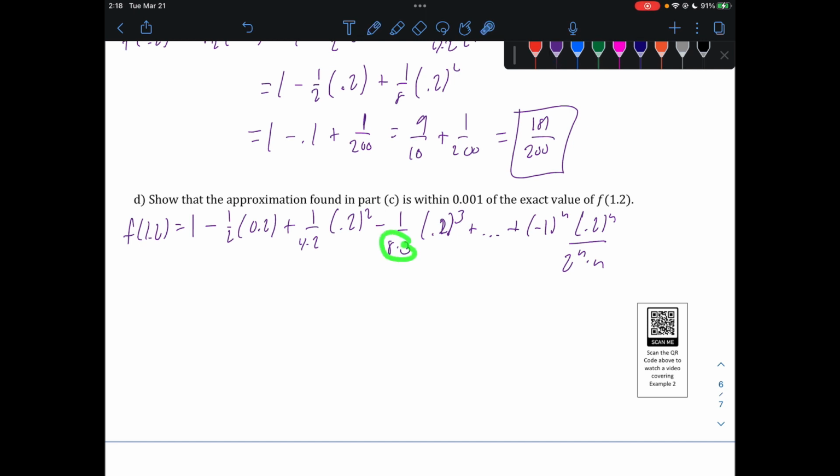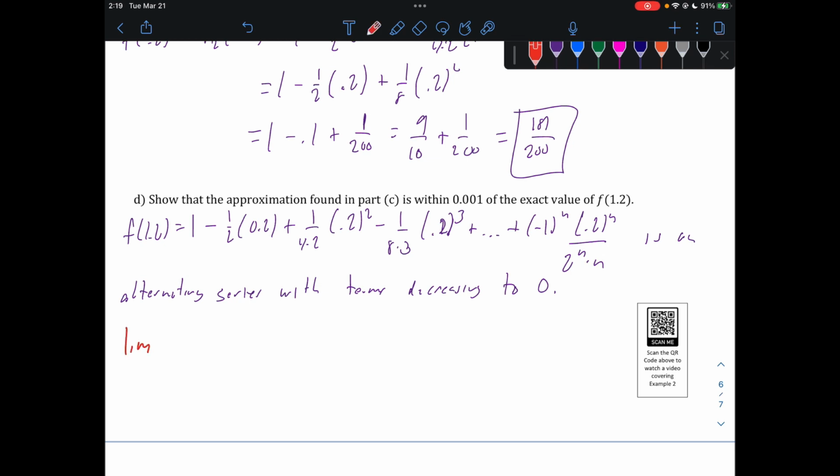Because the numerator is growing and the denominator is actually shrinking. Or sorry, the other way around. The denominator is growing and the numerator is actually shrinking. So this is an alternating series. I should write this out here. An alternating series with terms decreasing to 0, right?